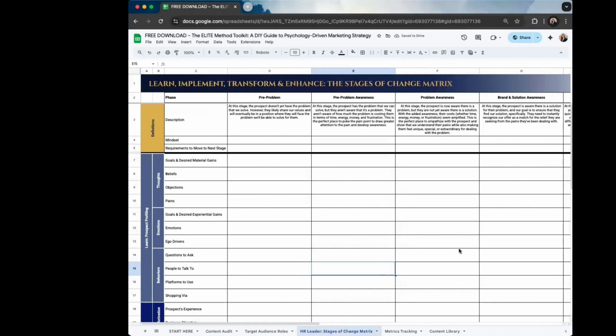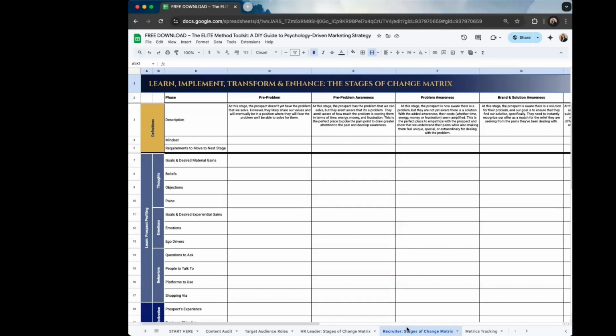The next step is for us to create your stages of change matrix, which is a psychological profile of each of the roles that you want to reach out to. If there are multiple roles that you want to reach out to, you're going to right-click on this tab and hit duplicate. Then rename this title with the role title of your second priority person, and so on. You can create as many tabs as you want and as many psychological profiles as you need.